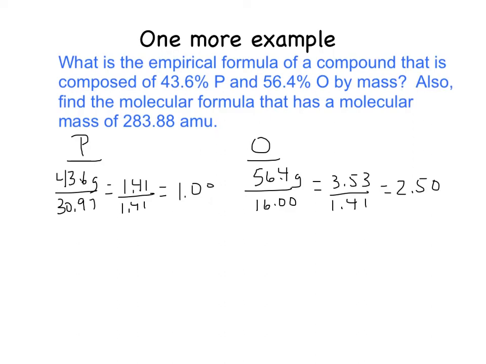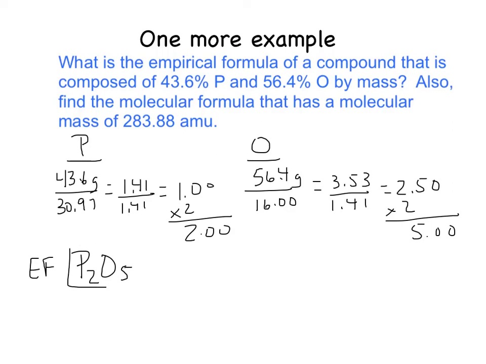Now, I can't have P1O2.5. I can't have a subscript as a decimal, and this is too far away, the 2.5, to round it. So this is where I've got to do that step 5. I've got to multiply each one of these by a number to get whole numbers. So I'm going to do these times 2, because that gives me 5.00, and times 2 here, don't forget to multiply them both by 2, gives me 2.00. So my empirical formula ends up being P2O5. Now I can't reduce that down any further, so that is my EF, empirical formula, right there.